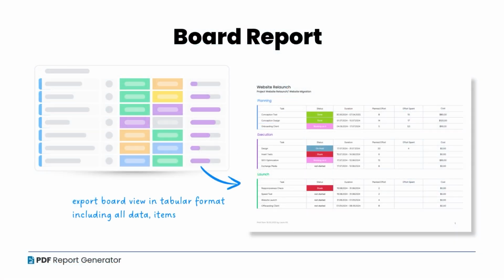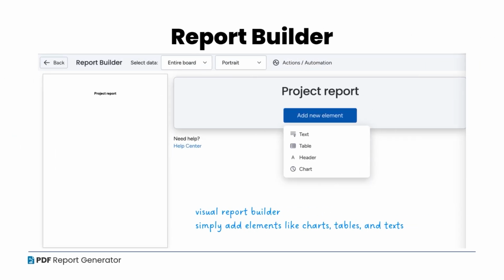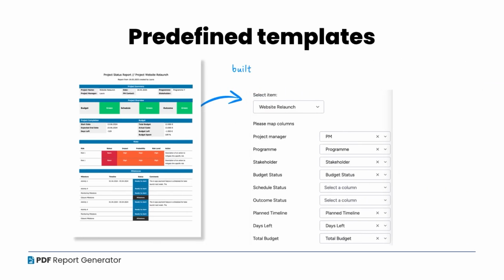You have 4 powerful ways to build your reports. 1. The board report. Export your board view in a tabular format, including all data, items, and colors. 2. The visual report builder. Simply add elements like charts, tables, and text with just a few clicks. 3. Predefined templates. Enjoy smart column mapping for a fast start.